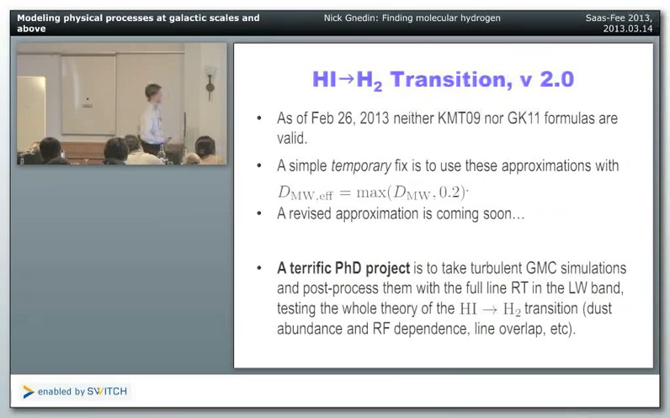Which means that as of this February 26, neither of those fitting formulas are actually correct. So there's a simple fix. If you ever need to do it tomorrow, it's a simple fix. What you have to do is to basically max the point, or not allow it to go below 0.4. So if dust abundance goes below 0.2, that means that self-shielding is equivalent to dust absorption. It's about 20% of Milky Way dust. And then there will be better things coming soon.